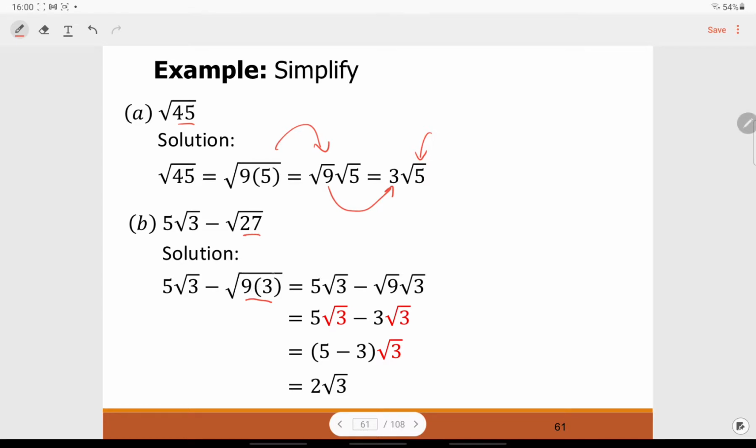So this surd can be separated, becomes surd 9 times surd 3, where surd 9 can be simplified, becomes 3, while surd 3 remains as surd 3. So because we have a common surd here, we can factorize together, so come out with 5 minus 3, which is equal to 2, and we have surd 3 as the simplest surd from this example.